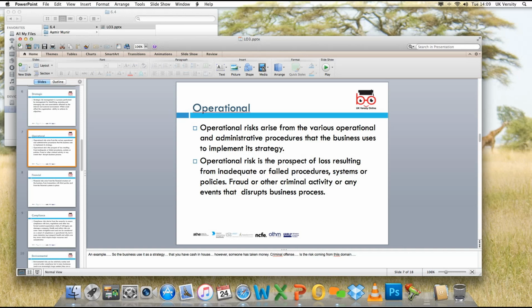There'll be other things that you can talk about in there, what's happened in your business or what you've seen in your line of work.